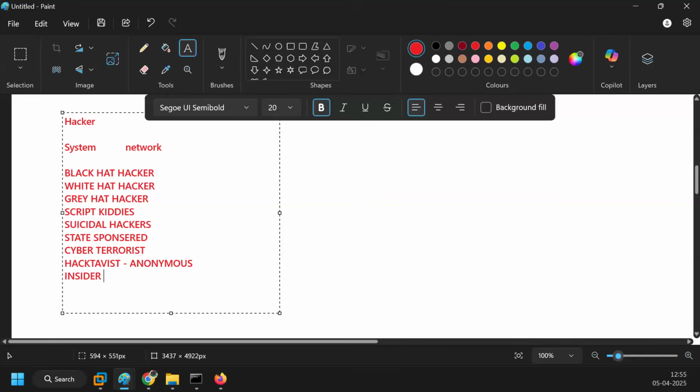Now, whenever we are talking about the insider threat or the disgruntled employee, it is not always related to employees. Even our business partners can become insider threats. Is it clear, guys? The hackers and their types? Yes. Great. Now, after this, we have the phases of hacking.